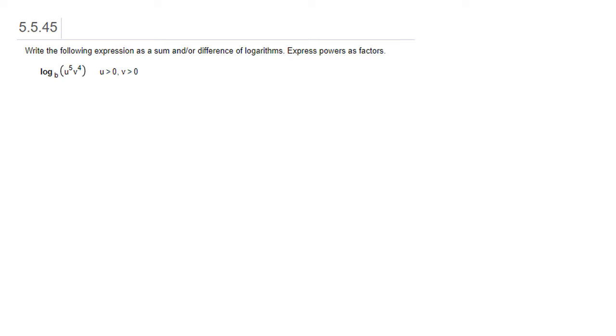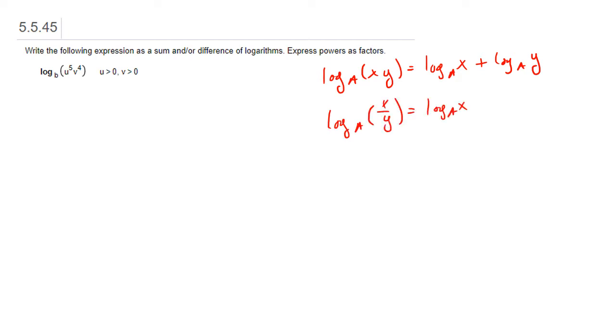And the laws of logarithms we're going to use is that the logarithm of any base of x times y can be rewritten as the logarithm of x plus the logarithm of y. Also, the logarithm of any base of x over y can be written as the logarithm of x minus the logarithm of y. The logarithm to any base of a power, x to the y, can be written as y times the logarithm of x. These are the primary laws of logarithms that we're going to be using here.